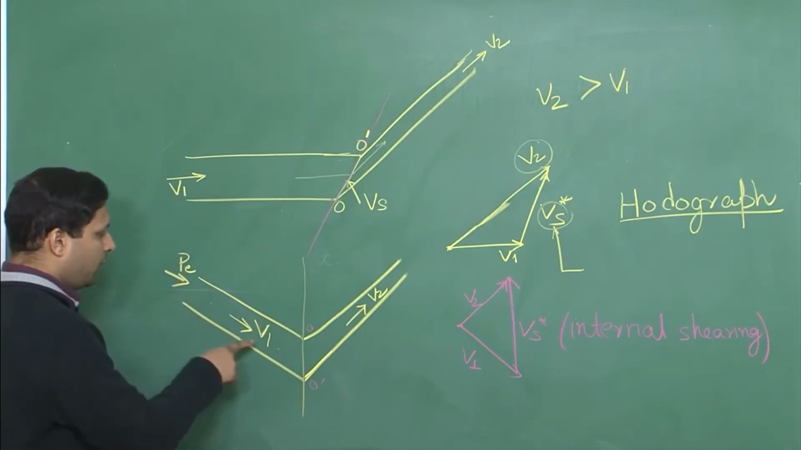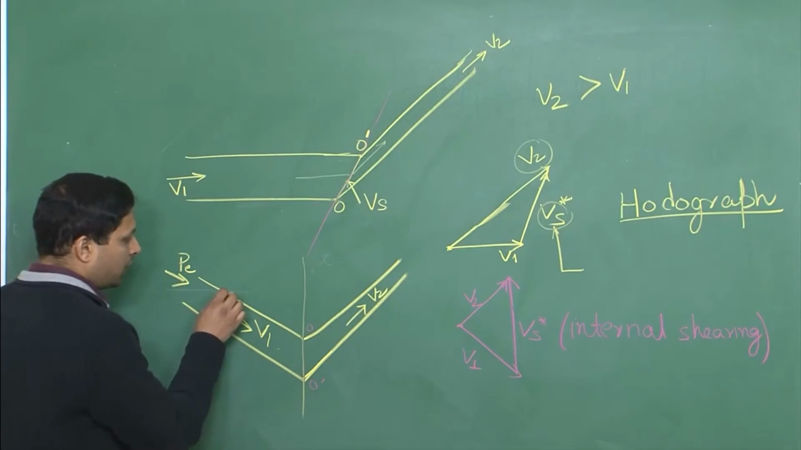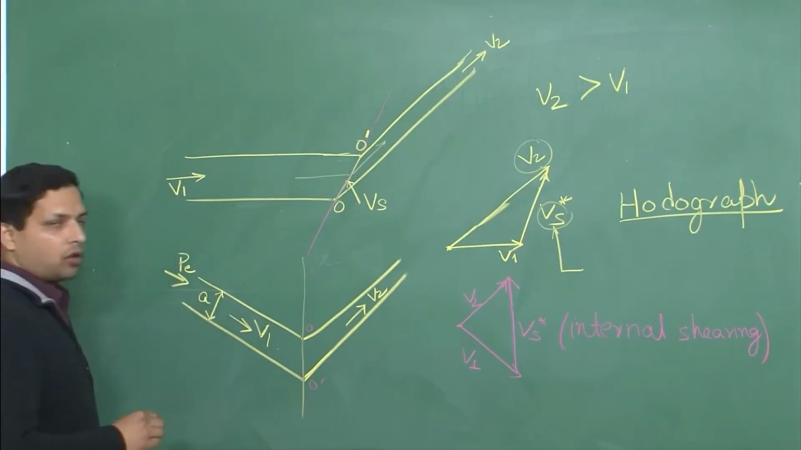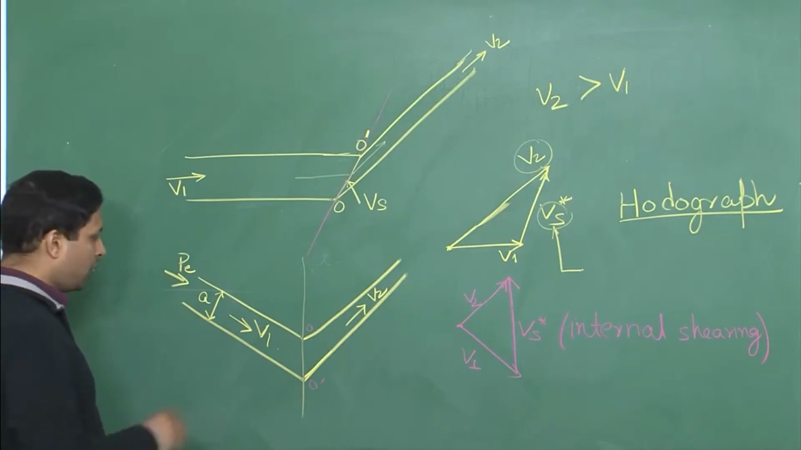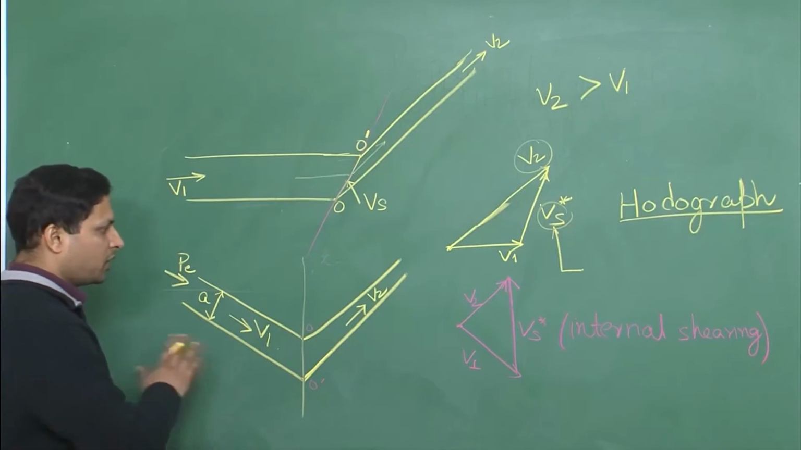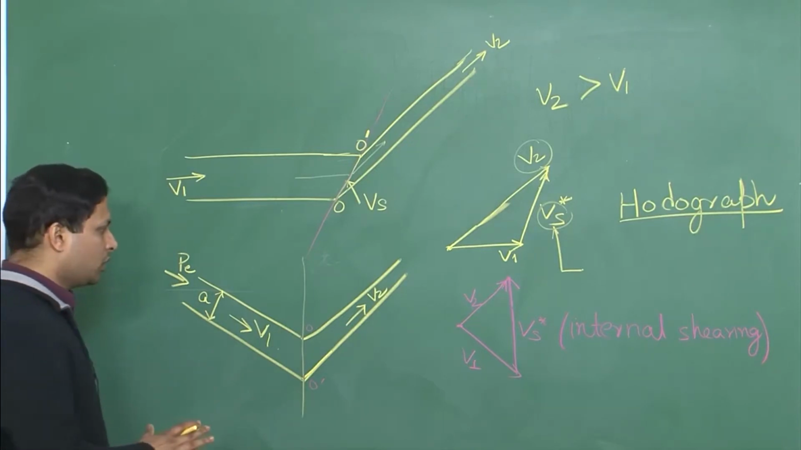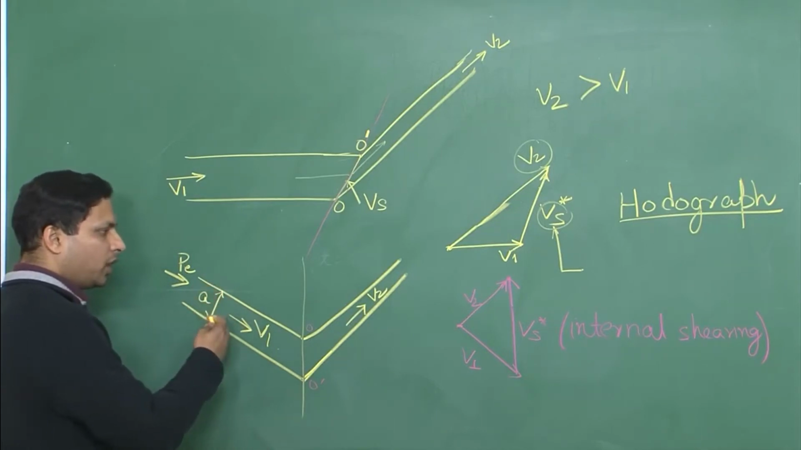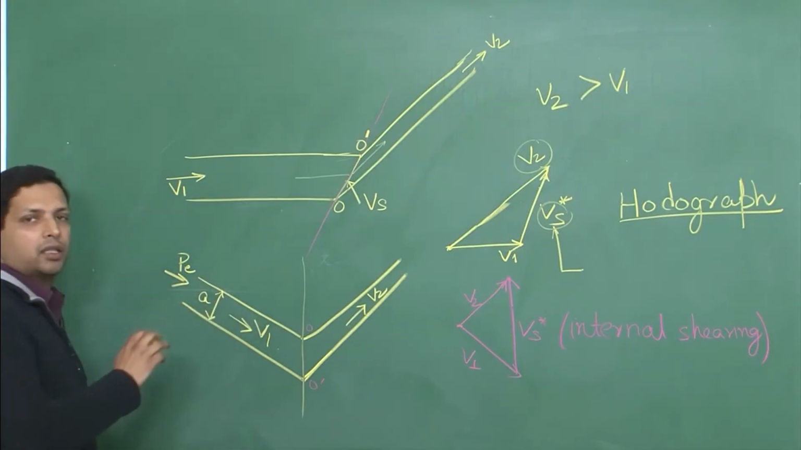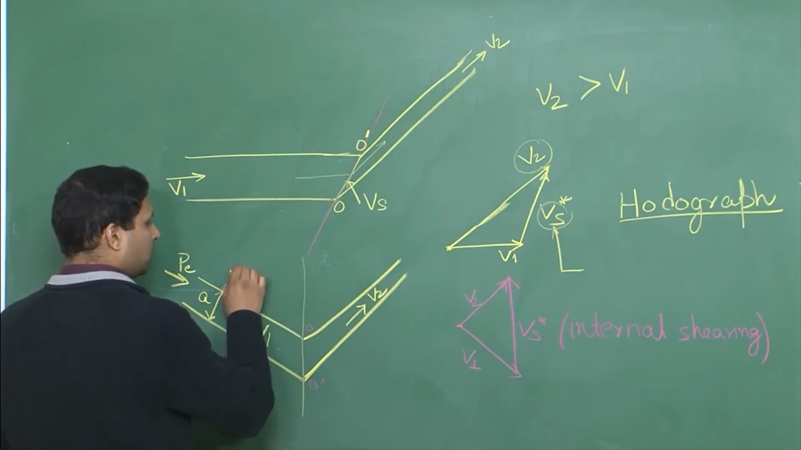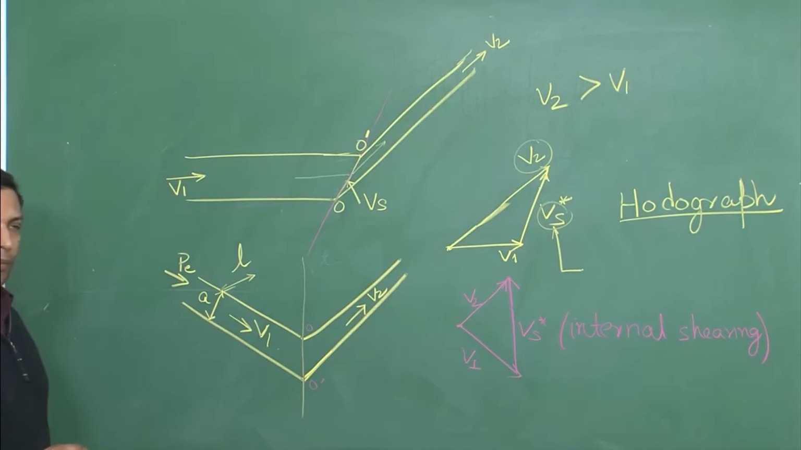So, we know P, we know V1, and if we know the cross section width, which is A, there will be another dimension L. We are assuming it is a plane strain condition. So, we will assume that this model or this geometry remains constant in the third dimension. So, in the third dimension, let us say there is some length L.